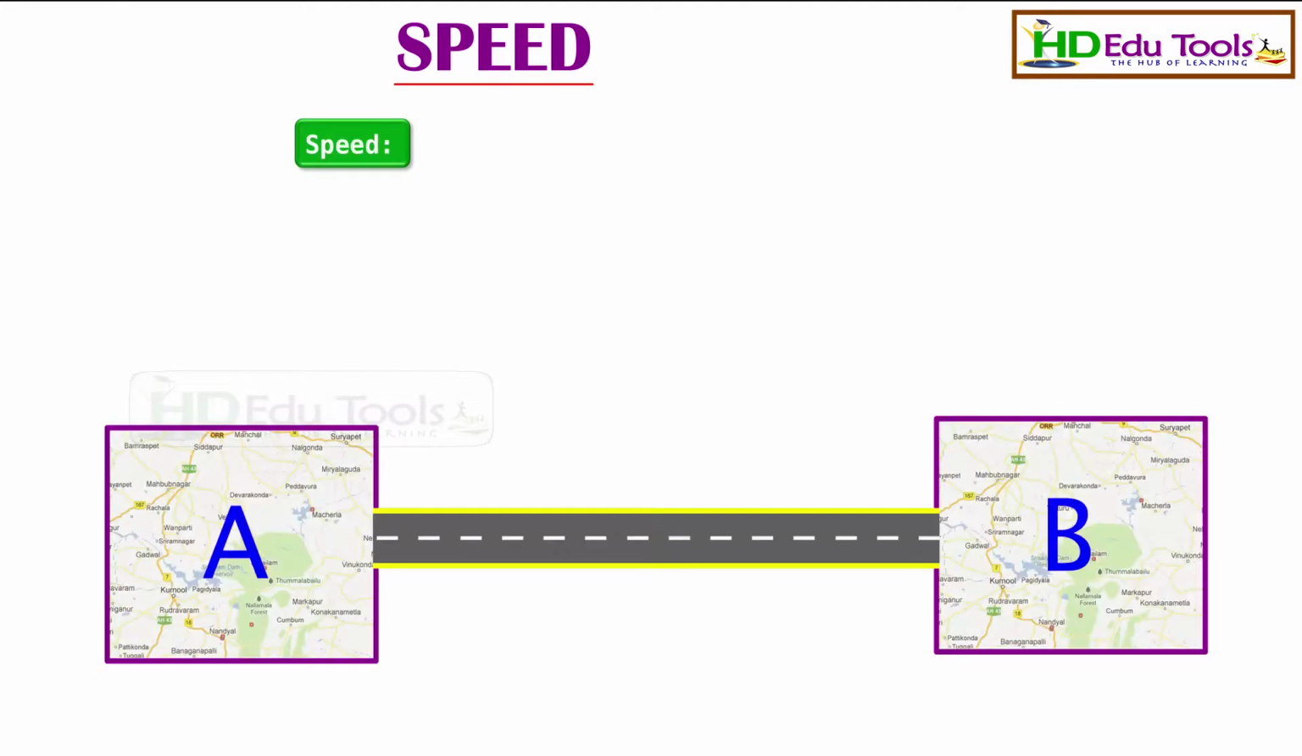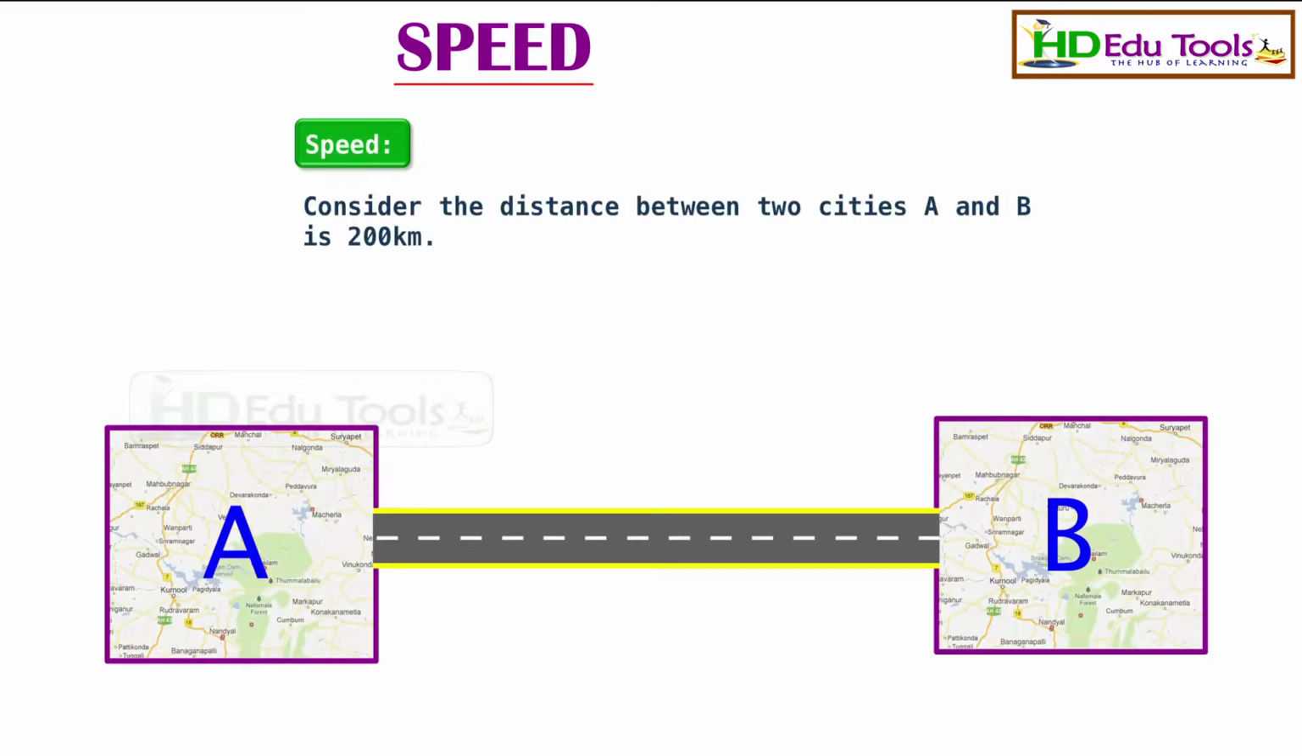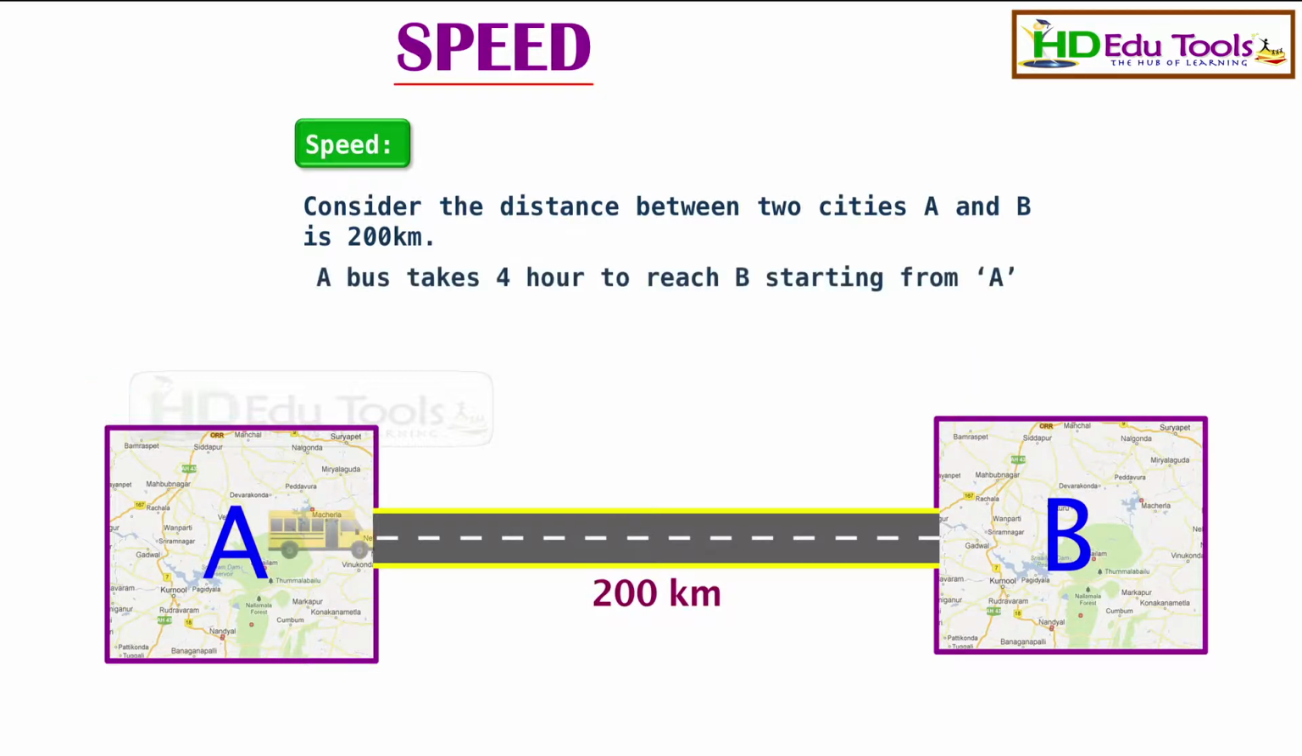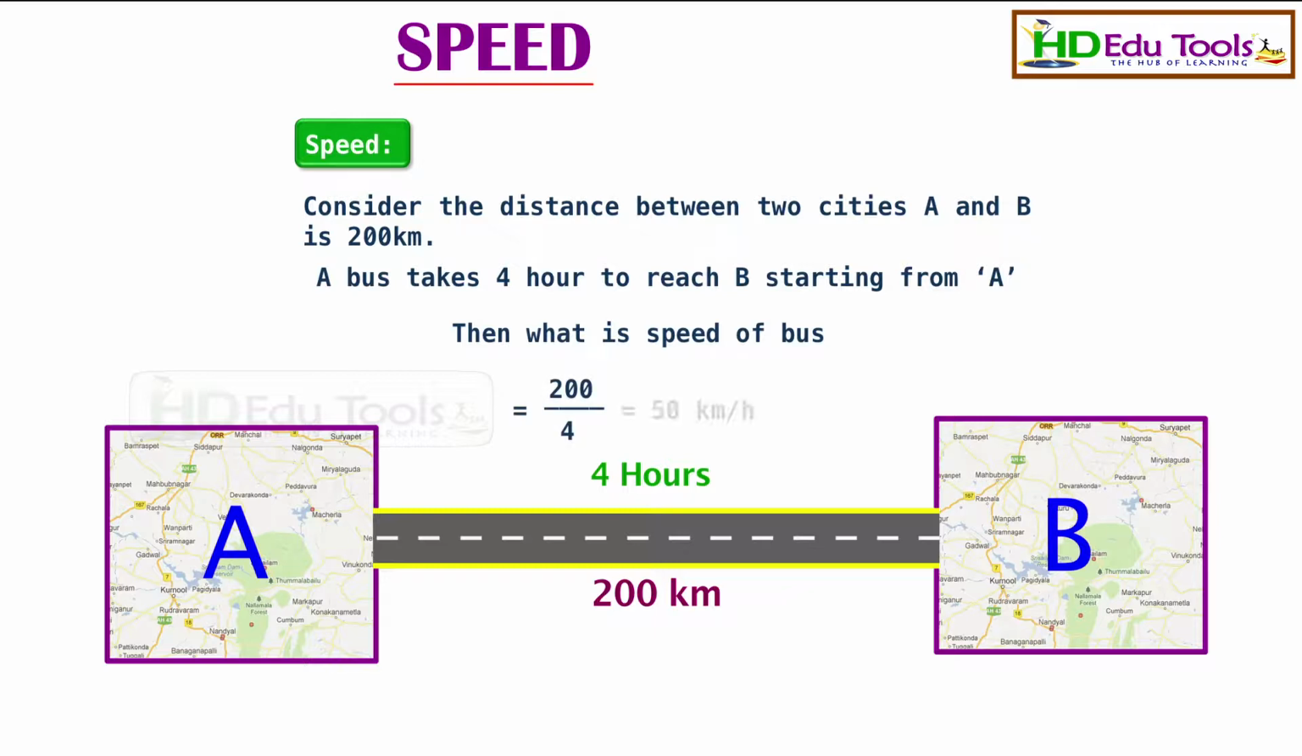Suppose we take an example. Consider the distance between two cities A and B is 200 km. A bus takes 4 hours to reach B starting from A. Then if I ask, what is the speed of the bus? Then what is your answer? Yes, exactly. It is 200 by 4. This is equal to 50 km per hour.